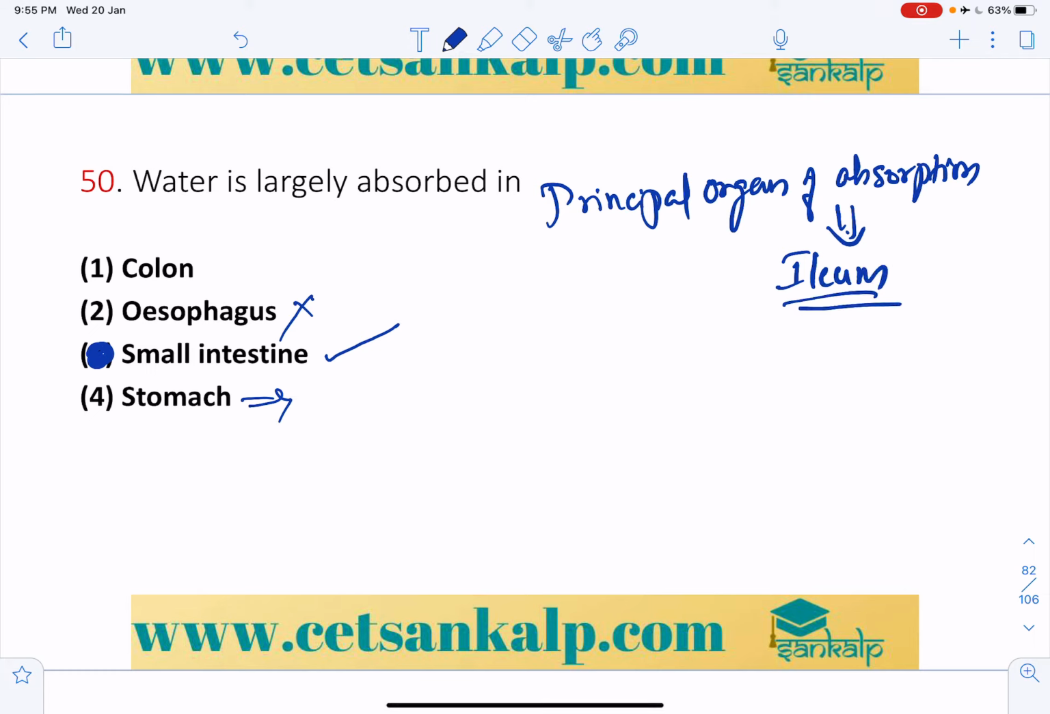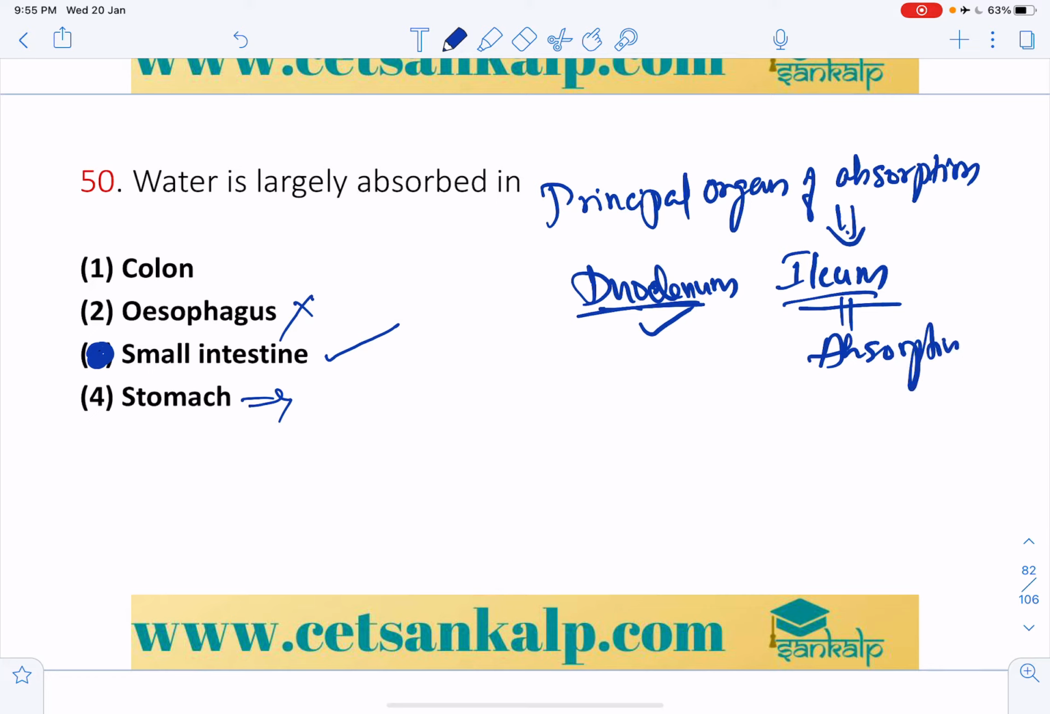We can say digestion is going to complete in the duodenum, but all those things take place in the small intestine only. That is, digestion completes in the duodenum, absorption completes in the ileum.